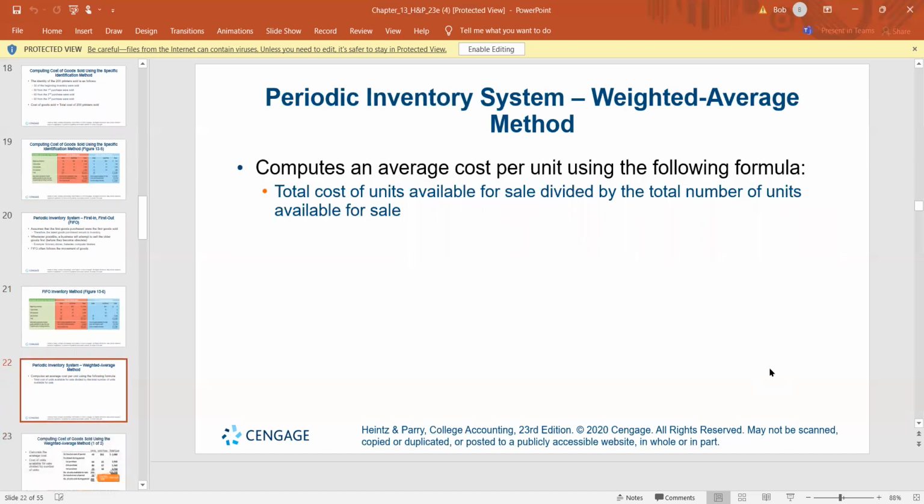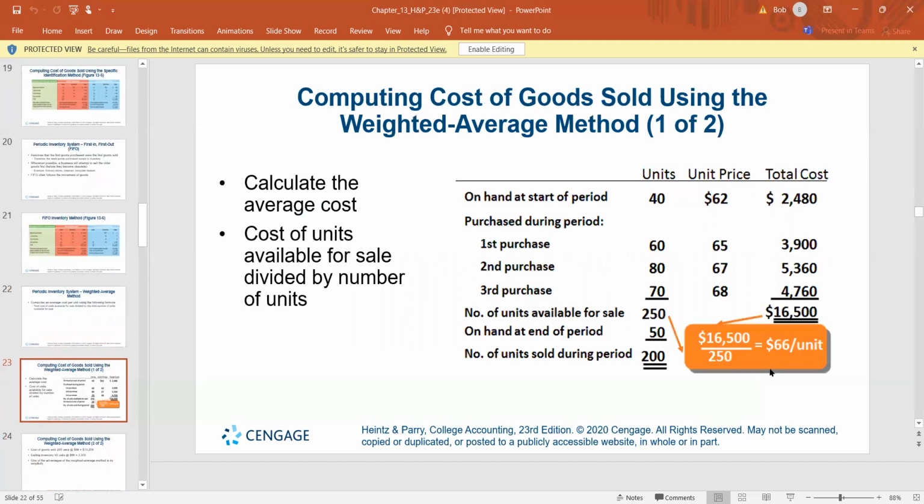Weighted average method. This is super easy. It computes an average cost of units. All you have to do with this one is go to your available line. You see your available line here, ladies and gentlemen? You have a total cost of 16,500. We have 250 units that we have to account for. Just divide the 16,500 by the 250, and you get $66 a unit.